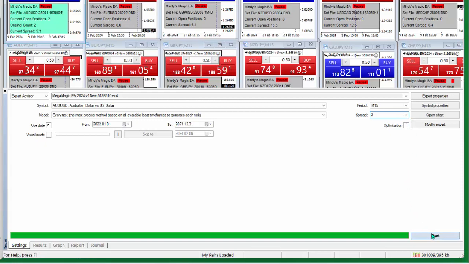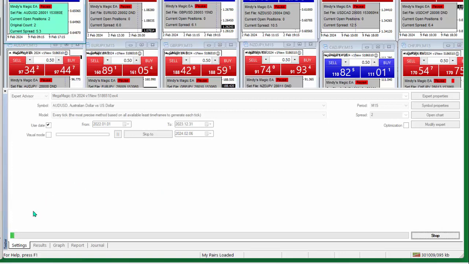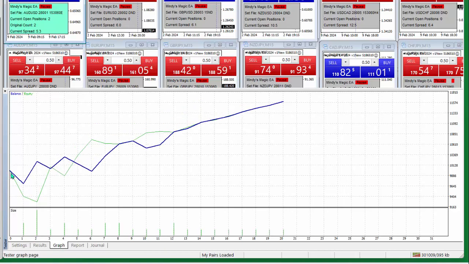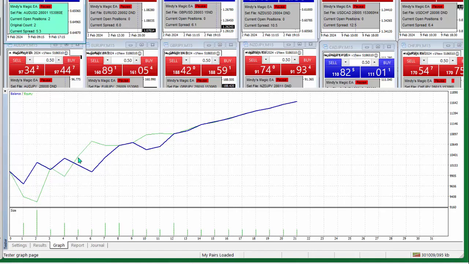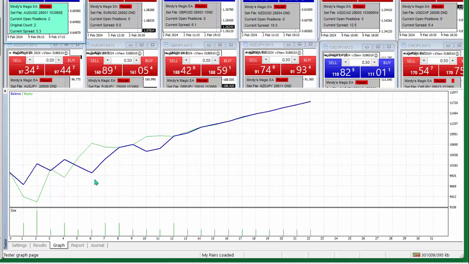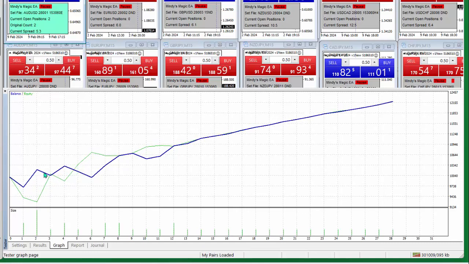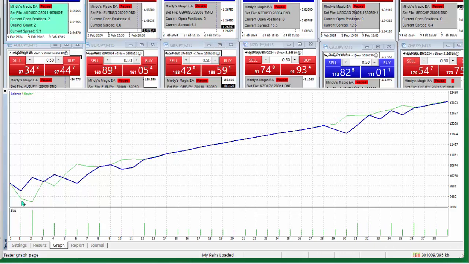Now, as it starts the test, we can go to the graph and it shows what it's doing: it's starting back in January of 2022 and pretending to make all these trades that the EA is finding using this set file. Now, as this graph builds, what you can see is the heavy blue line is the balance in the account. The green line is the equity in the account.